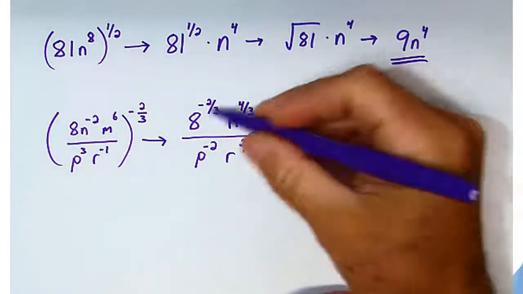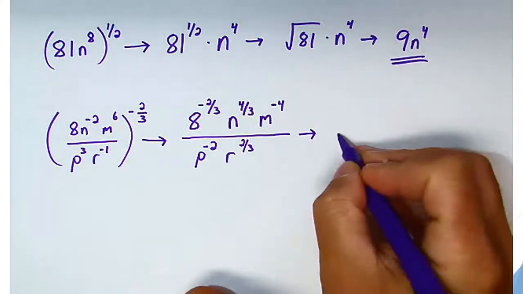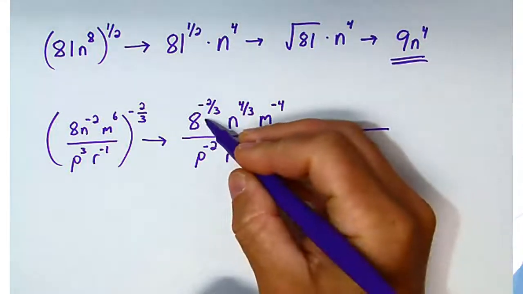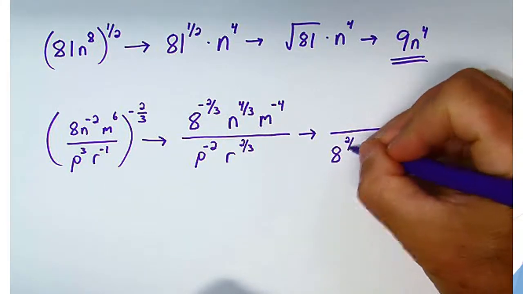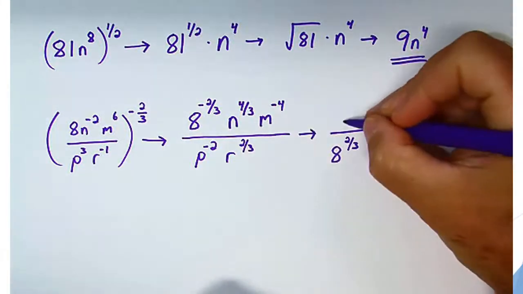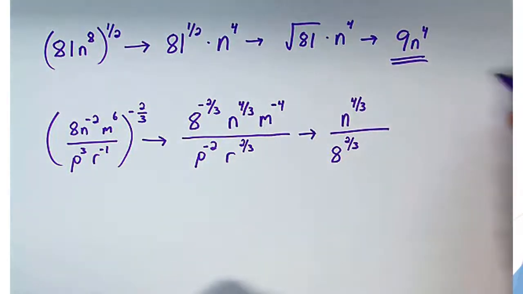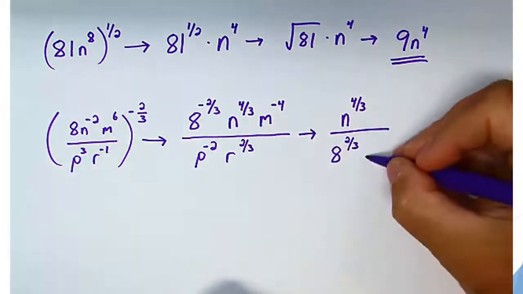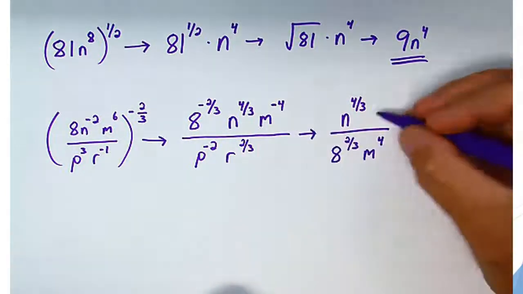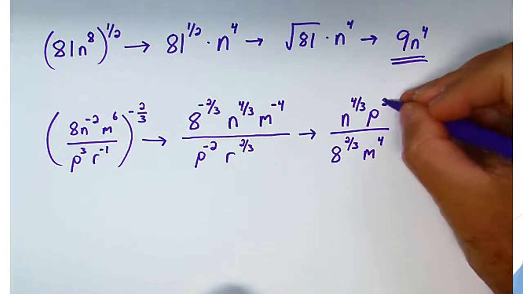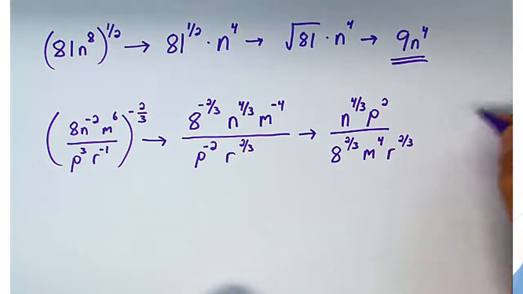Now these negative exponents we don't like, so we're going to move those around to make them positive. That means 8 to the negative 2/3, we're going to send that downstairs to become 8 to the positive 2/3. N to the 4/3, that's going to stay up on top. M to the negative 4, we'll send that down and make it m to the 4th. P to the negative 2, we'll move that up, it becomes p to the positive 2. And r to the 2/3 will stay right where it is.